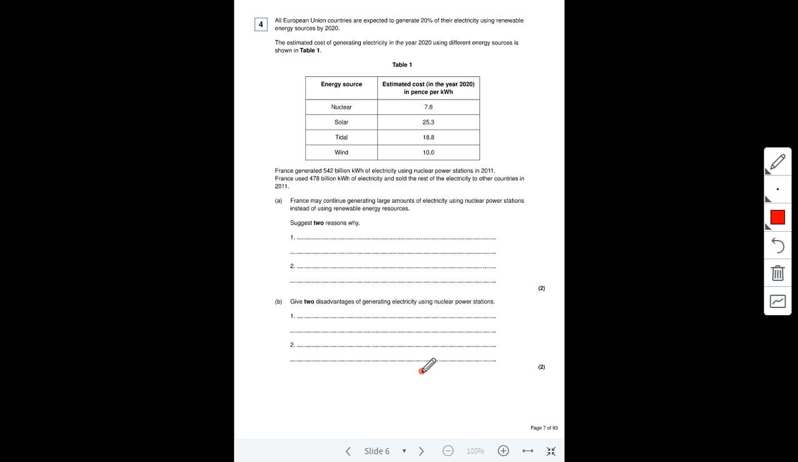Okay, for part B, give two disadvantages of generating electricity using nuclear power stations. So, what can be the two disadvantages?